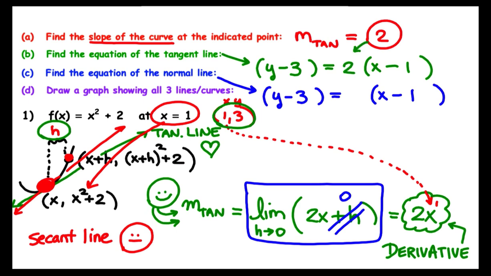That's the tan line. And the normal line is just perpendicular to the tangent line. It still goes through the point 1, 3, still goes through the point of tangency, but the normal line will look like this and make a right angle with it. So therefore, the slope is just the opposite reciprocal, so -1/2. So that's parts A, B, and C. And now part D says, draw a graph showing all 3 lines and curves. I'm going to do that on Green Globs.